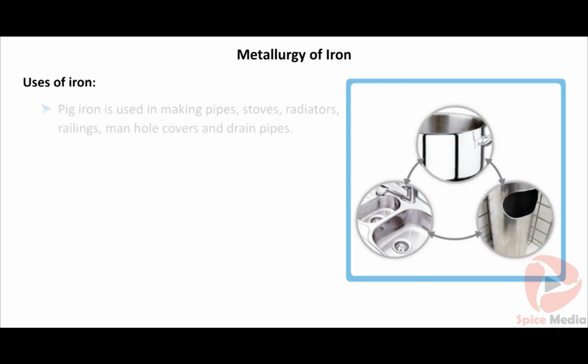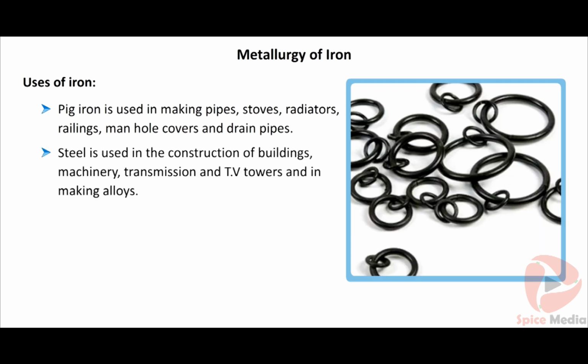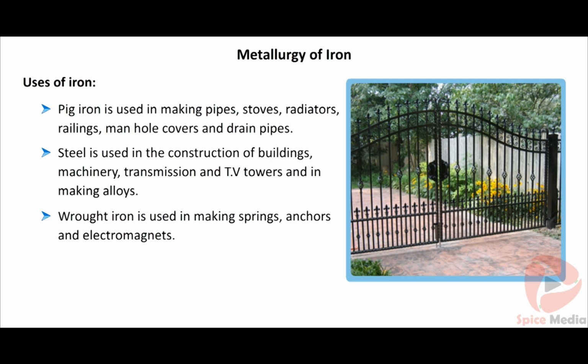Uses of iron. Pig iron is used in making pipes, stoves, radiators, railings, manhole covers, and drain pipes. Steel is used in the construction of buildings, machinery, transmission and TV towers, and in making alloys. Wrought iron is used in making springs, anchors, and electromagnets.